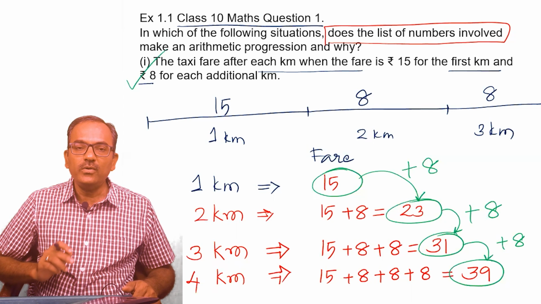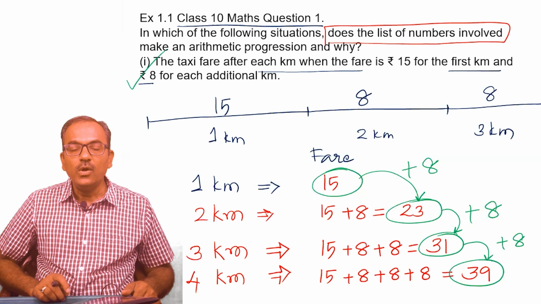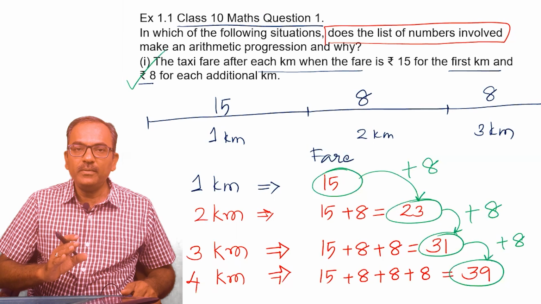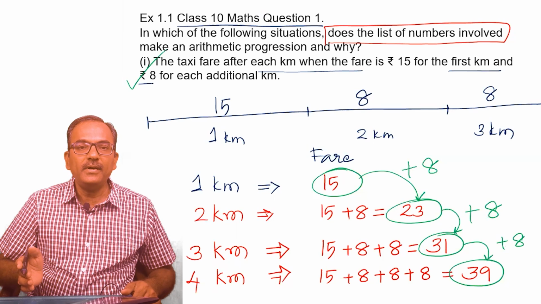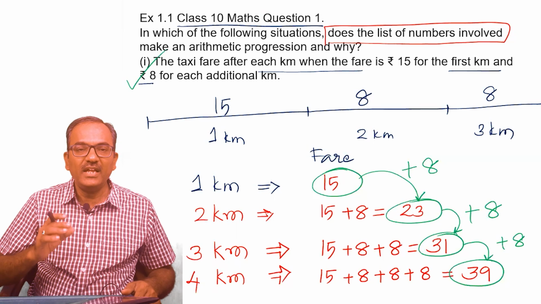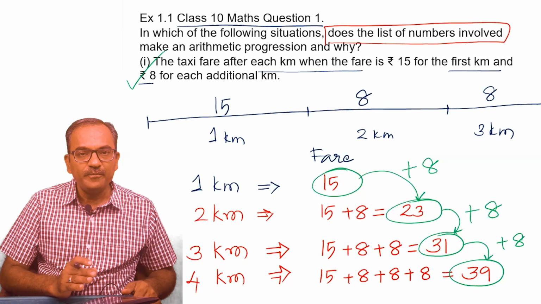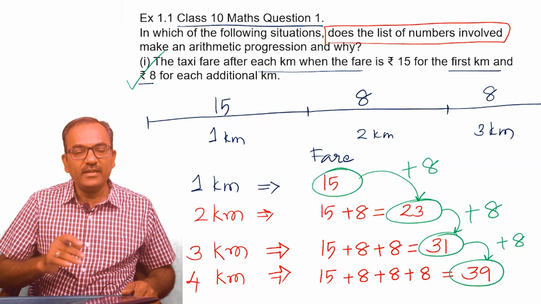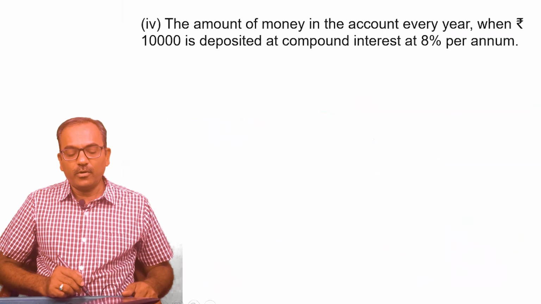So this is how you have to make the decision. Once you solve the problem, look at the numbers, look at the pattern followed, can you have that pattern in terms of AP? So this is how you make the decision. Now let us move on to the second problem.